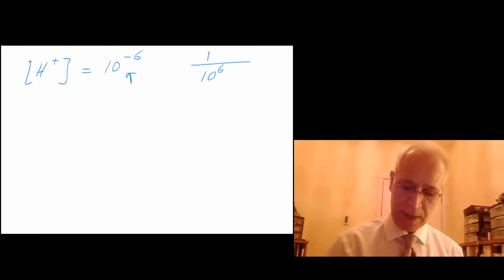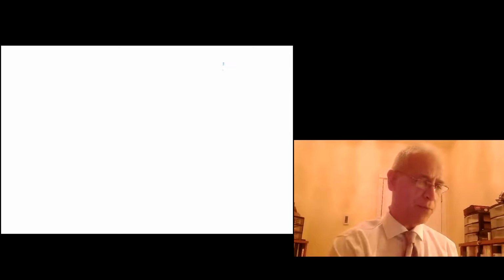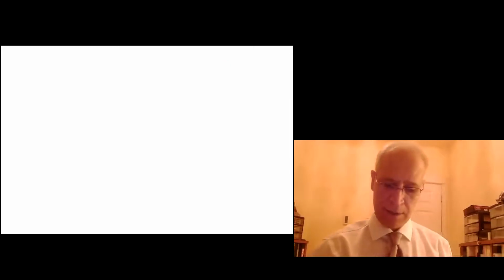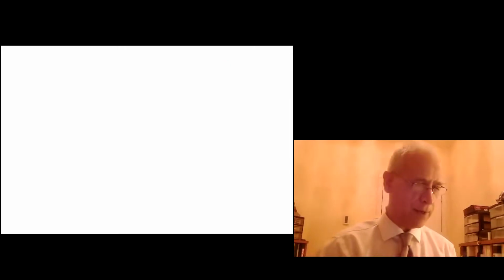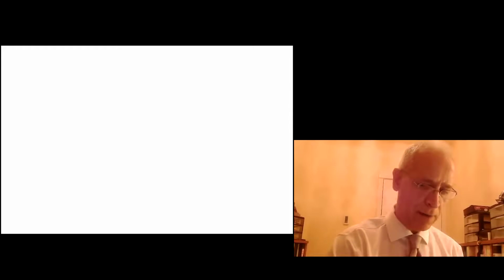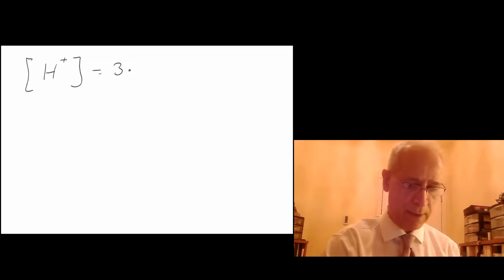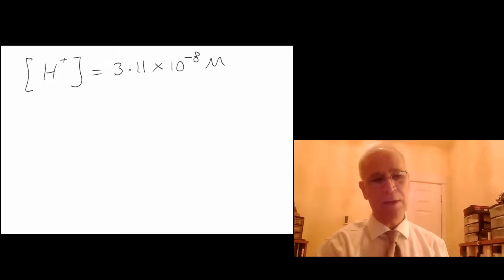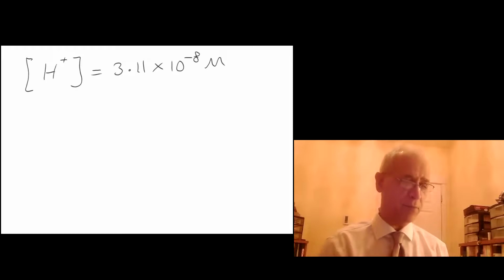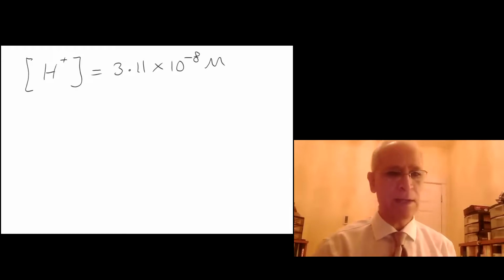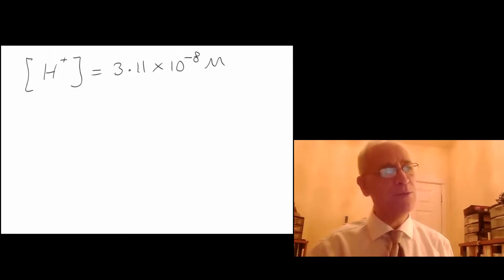Let's do our first example. Suppose you measure a solution and you find that the hydrogen ion concentration is 3.11 times 10 to the negative 8 M. So hopefully you can agree that this is not a very friendly number. And so you want to turn this into pH.